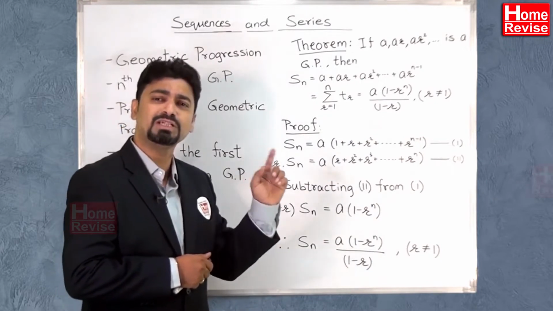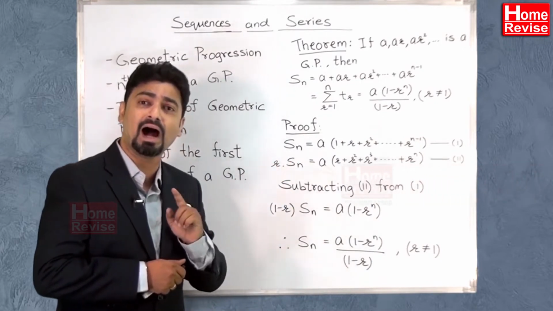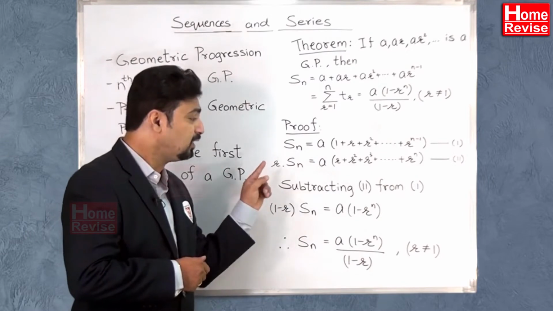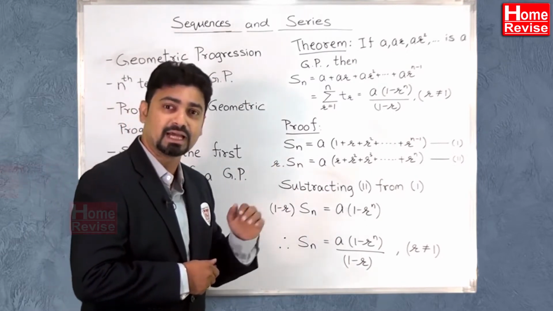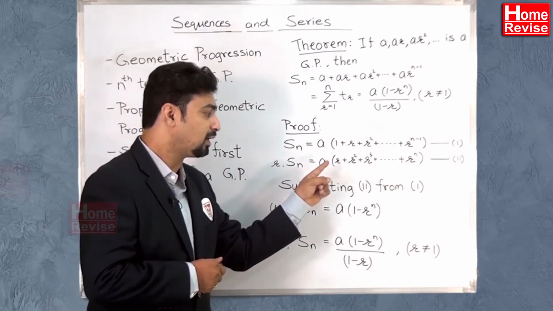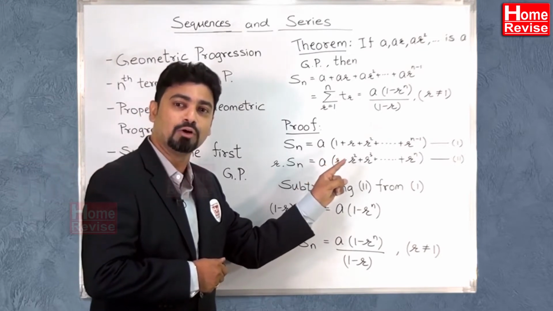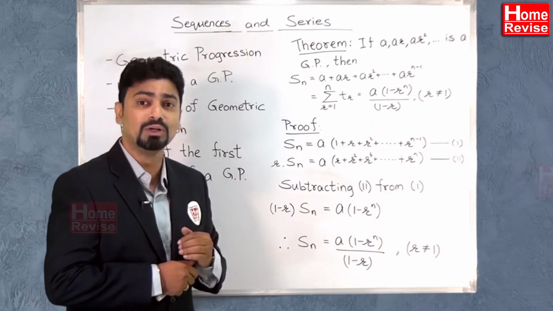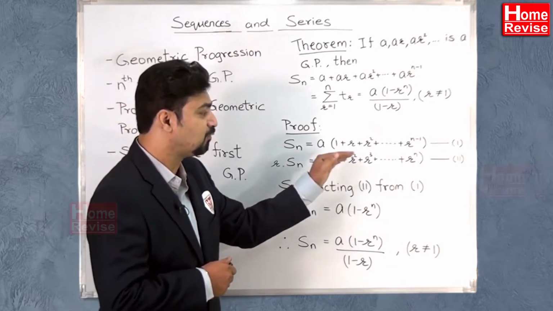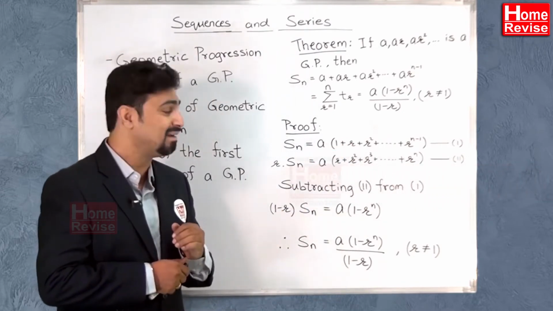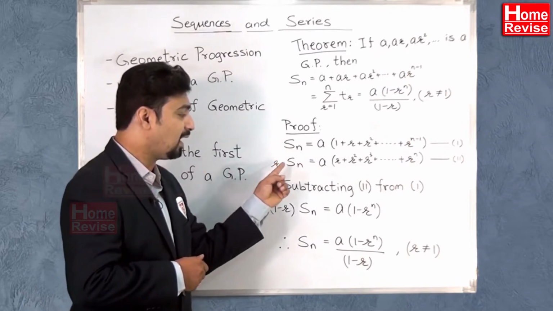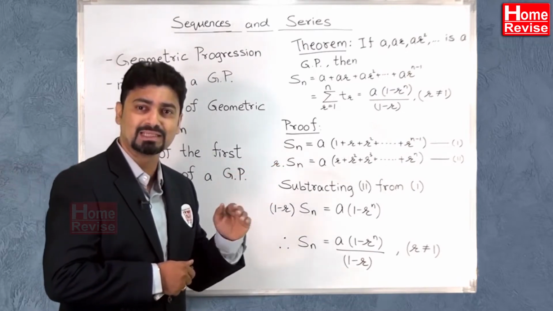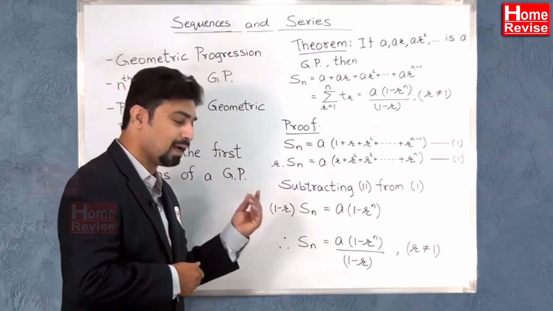If I multiply equation 1's both the sides by r, I will be getting r into Sn. And the right hand side will become a into r plus r square plus r cube, so on till r raised to n. Now what I will do is I will subtract second equation from first equation. What I get is Sn minus r into Sn. That is, if I take Sn common, it will be Sn into 1 minus r.